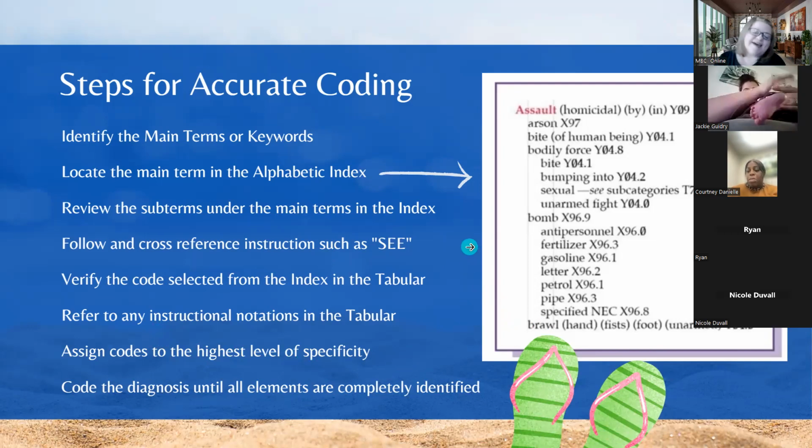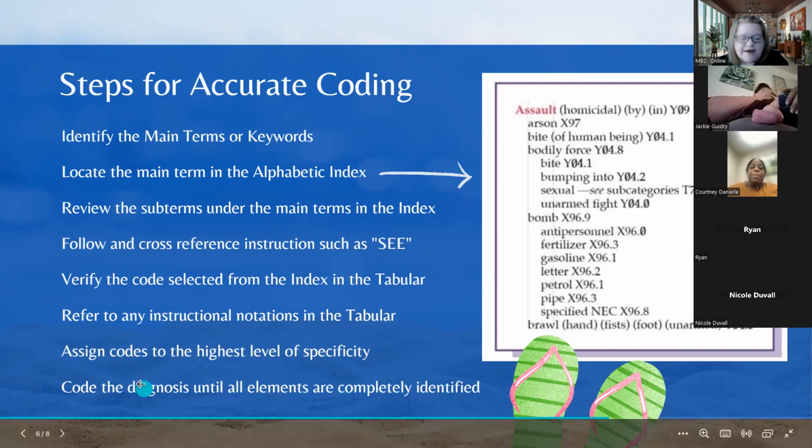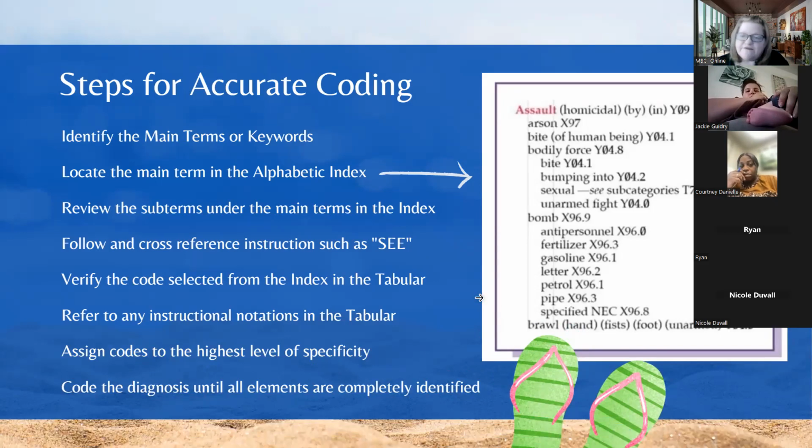I said it right, yay. All right, and that just means getting as specific with our coding as we can. If it indents down, we need to be looking at those and see if we can get more specific with our code, right? And then code the diagnosis until all elements are completely identified. And that just means we may not necessarily stop at one code. We may have to find more than one. So we always just want to make sure of that. We want to be as accurate as we can be the first go round.